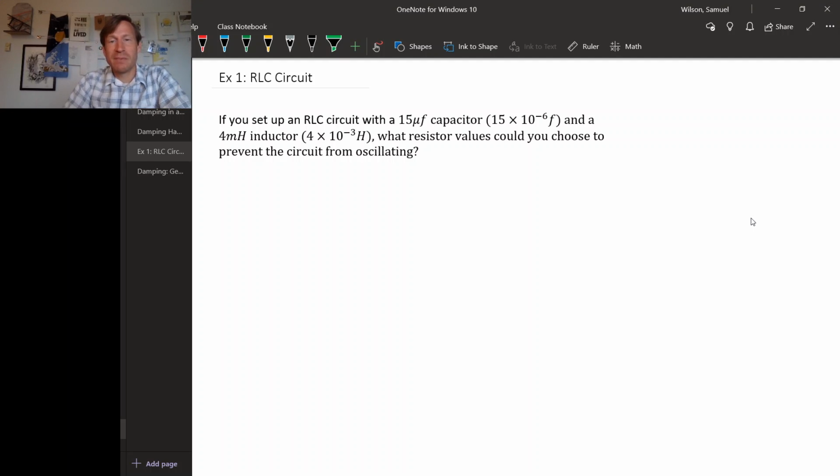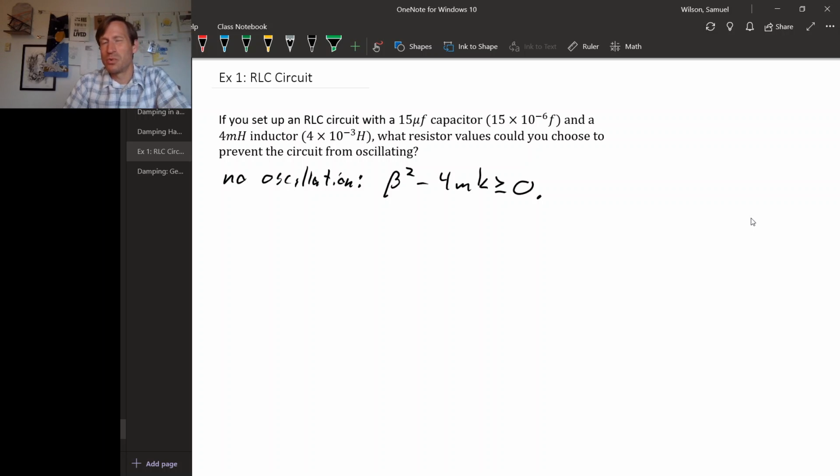So remember, in this mass spring situation, we saw that to prevent oscillation, we need this combination of coefficients, beta squared minus 4mk, to be greater than or equal to 0. Right? If this is less than 0, then when you work out the roots for the characteristic equation, you get complex roots, and that allows oscillation. So to force those roots to be real, we need this to be greater than or equal to 0.